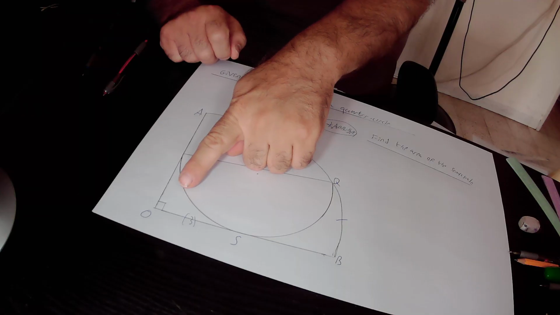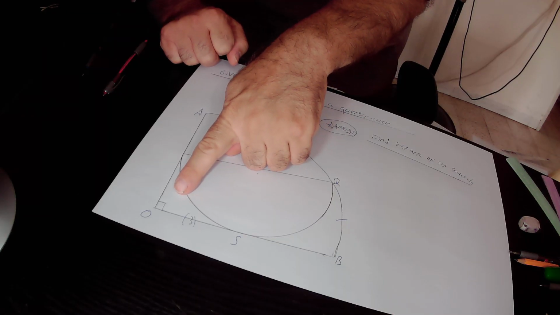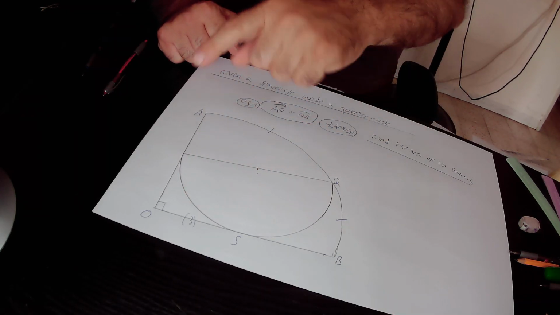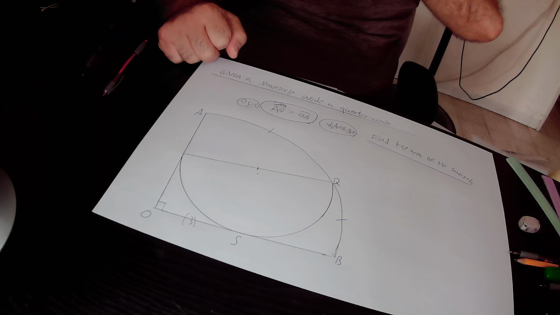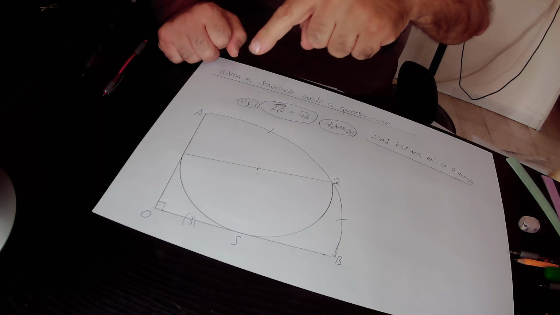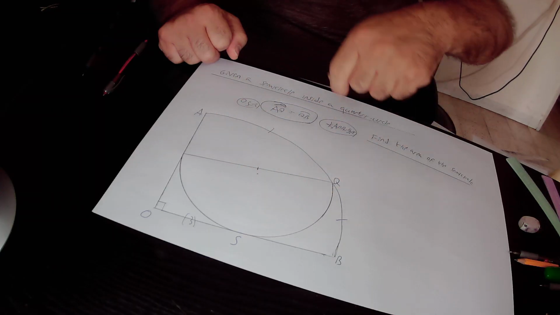This is angle AOB. This is a right angle because AOB is a quarter circle. Again, our task is to find the area of this semicircle.